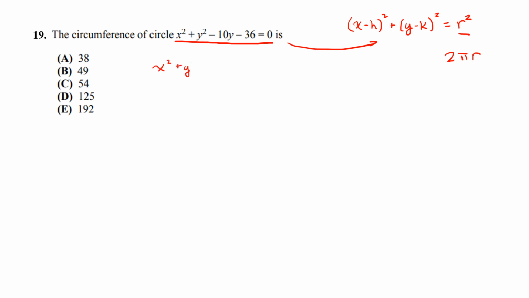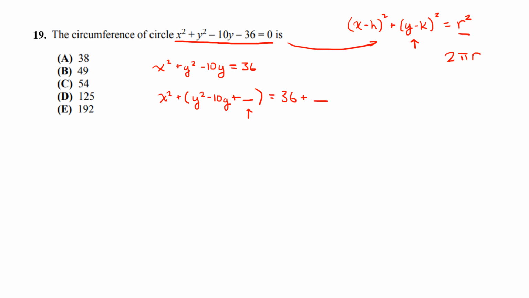X squared plus y squared minus 10y, and I'm going to put 36 over to the other side. All right, we're getting closer. But now what we have to do is something called completing the square. We have x squared plus, I'm going to put this in parentheses. We're going to add a number to this side, and to balance it out, we're also going to add a number to this side. And by adding the number here, we can split this polynomial up into its components, right? And that's our goal, to try to get y minus k squared.